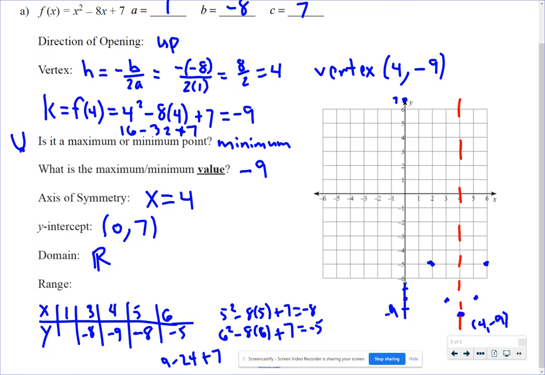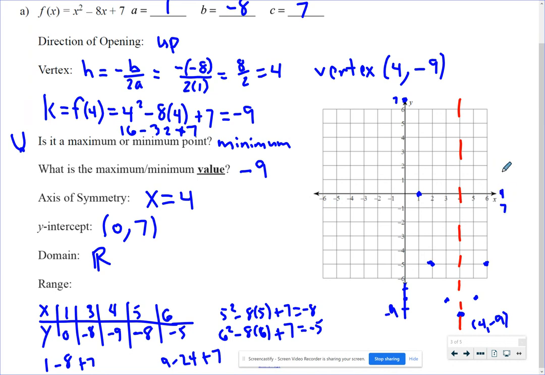So 1 squared is 1. 8 times 1 is 8. Oh, that's going to be 0. Look, I found an x-intercept. There he is. Okay, that would mean my other x-intercept, use the symmetry, 1 unit, 2 units, 3 units. 1 unit, 2 units, 3 units. My other x-intercept has to be over here at 7.